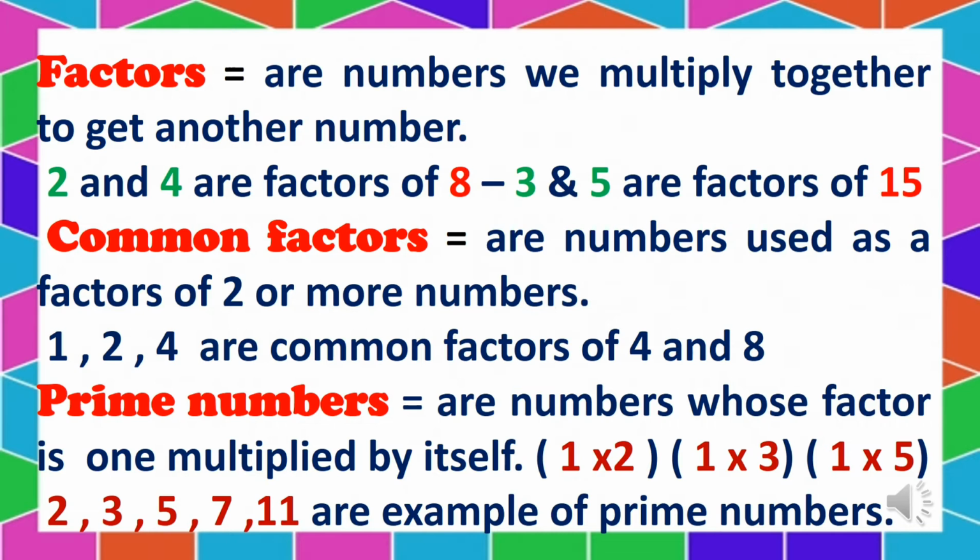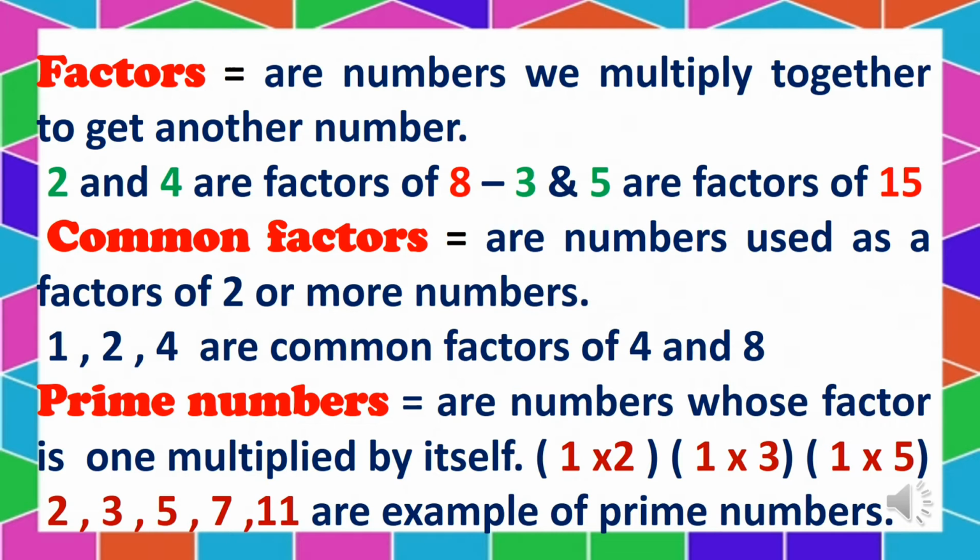Next one, we have prime numbers. What do you mean by prime numbers? Prime numbers are numbers whose only factors are 1 and the number itself. What does it mean? For example, you have 2. What are the factors of 2? We have only 1 times 2, 1 multiplied by the number itself. And another one, we have 3. The factors of 3 are only 1 times 3.